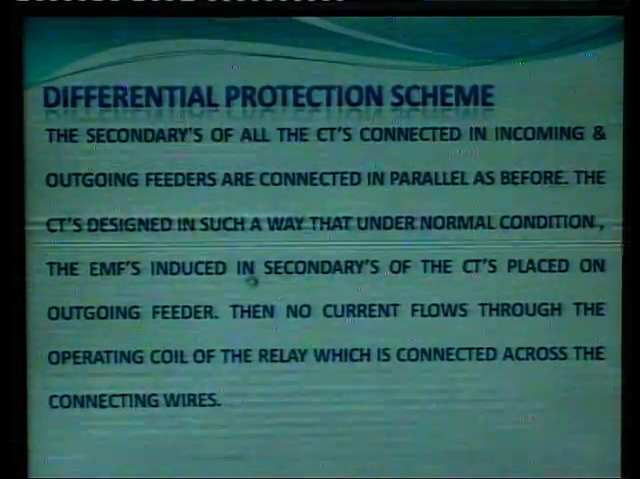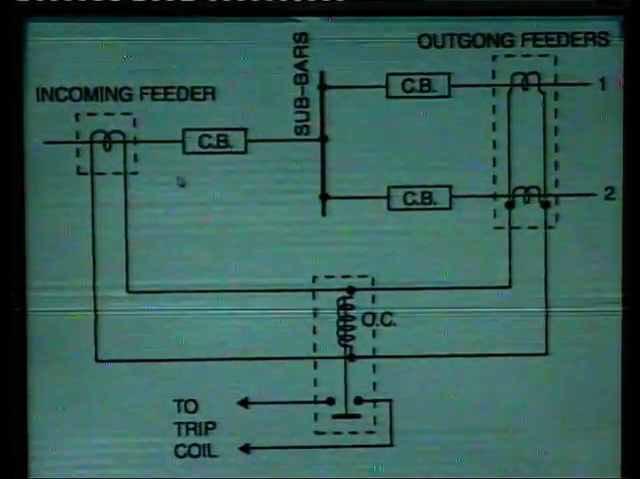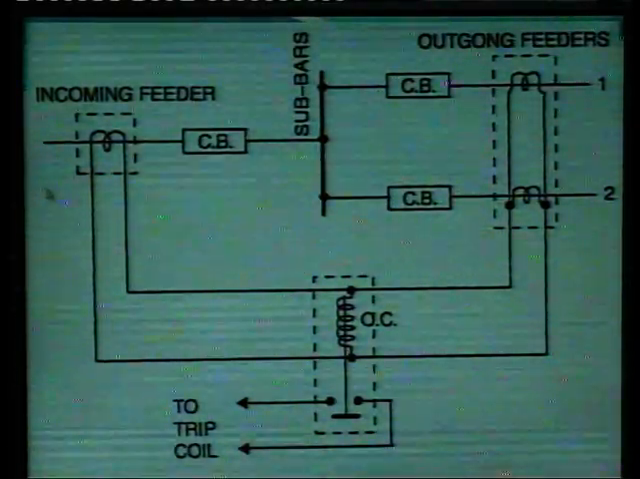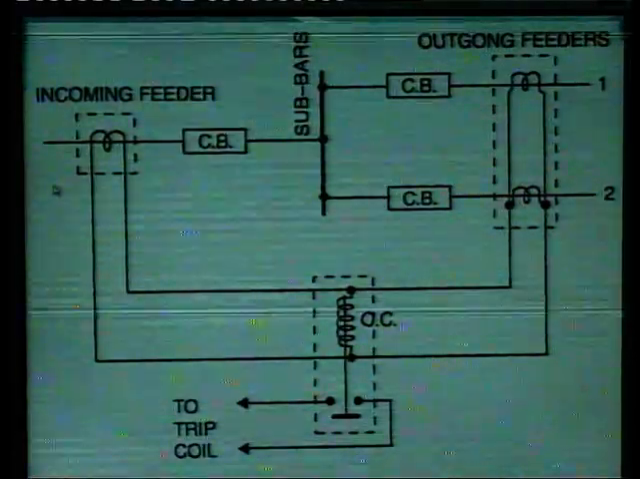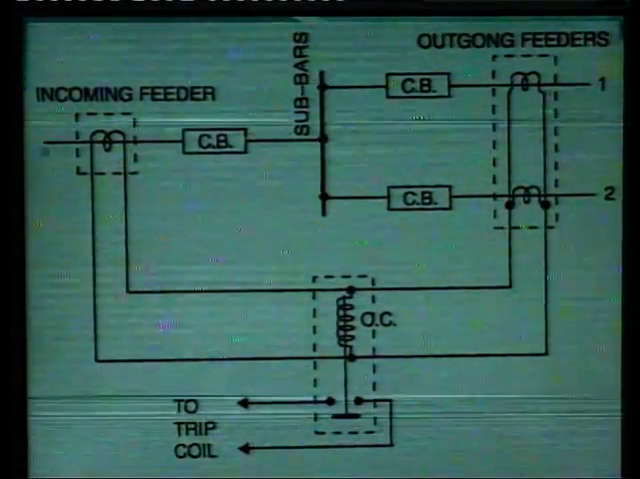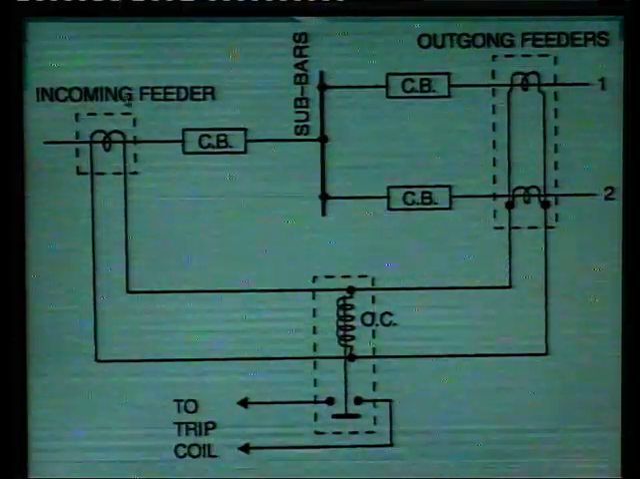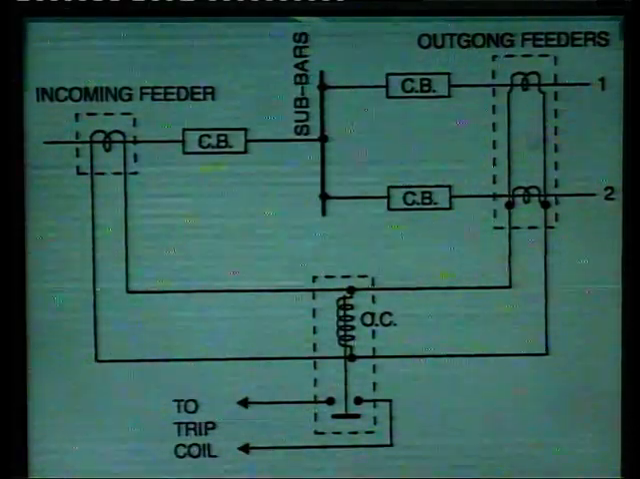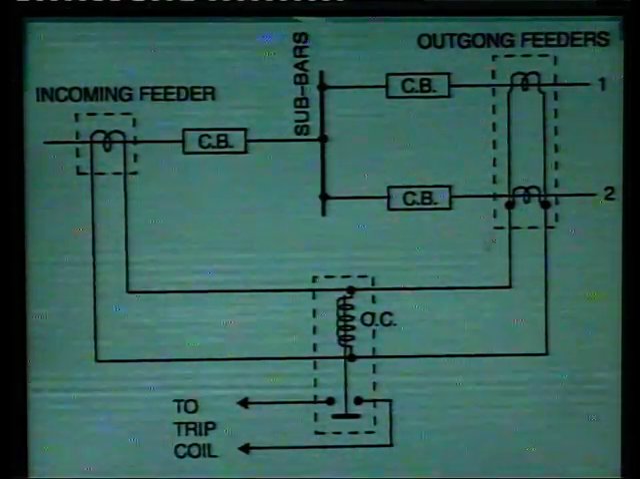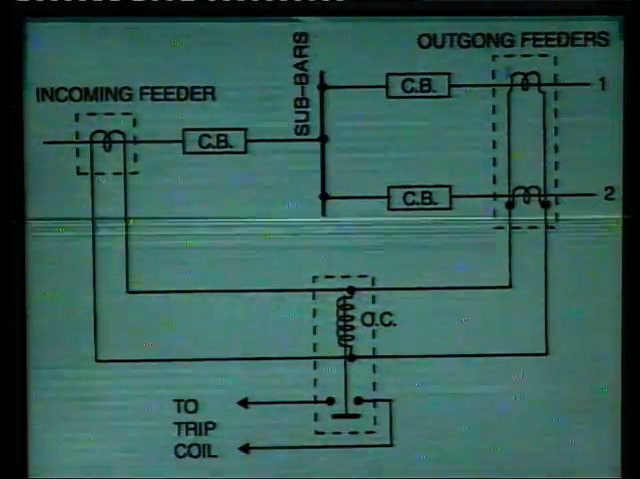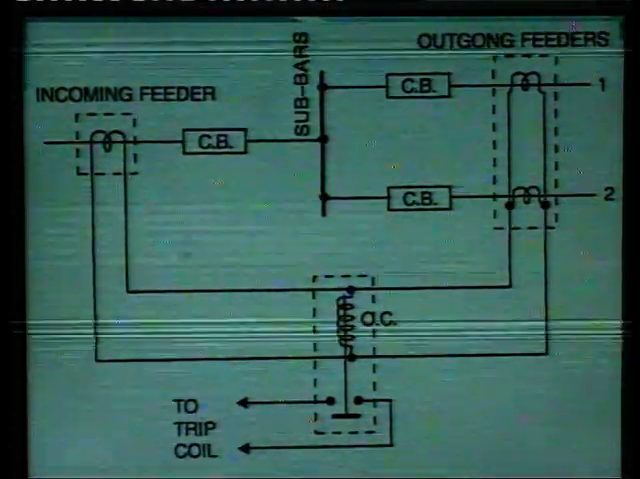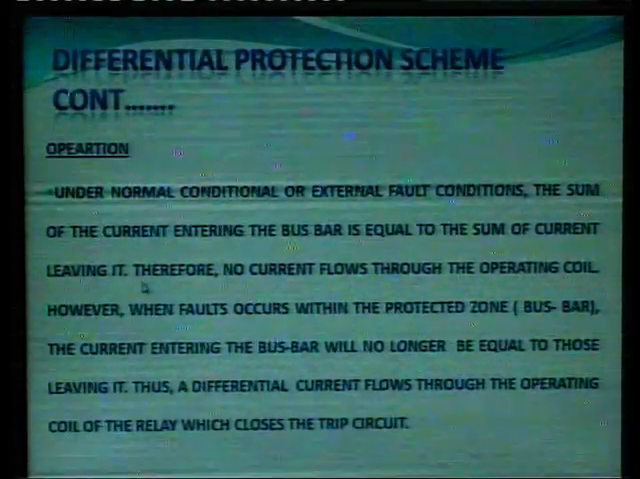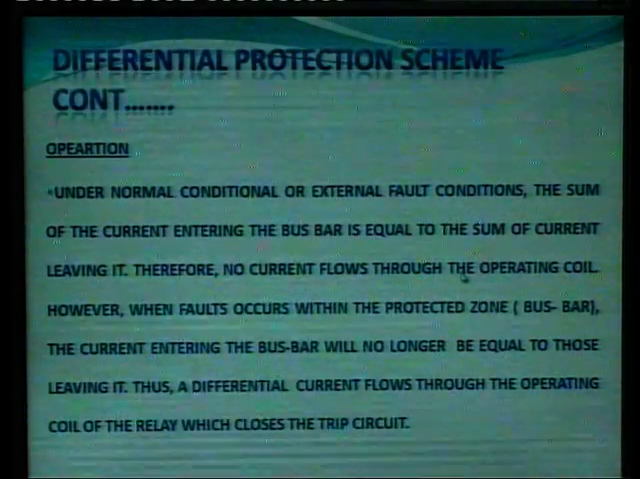So, see first of all the arrangement. Now, under the normal condition, or you can say if the fault is outside this protection scheme, in this way the incoming current is equal to the outgoing current, meaning the same current will flow through these relay wires. Therefore, no current flows through the operating coil.